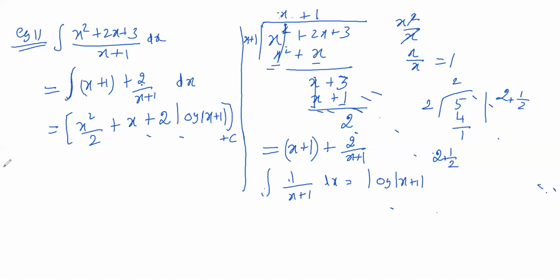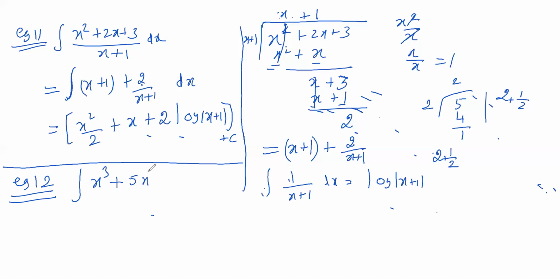So the same division problem, we'll see some more, the same model. Next also the same model. Example 12: the integral of x cube plus 5x squared minus 9 by x plus 2 into dx. This also needs the division of two expressions, which we find using the usual division model.